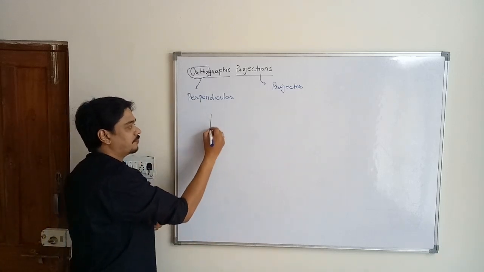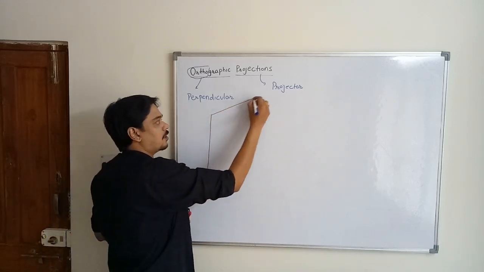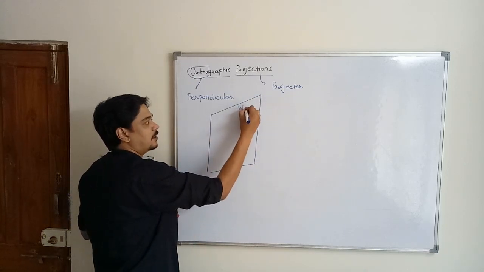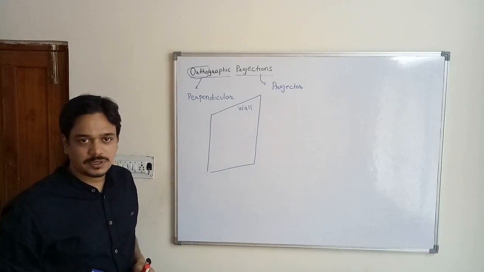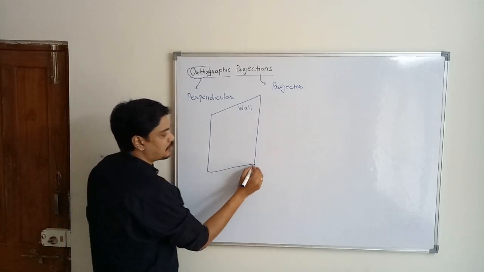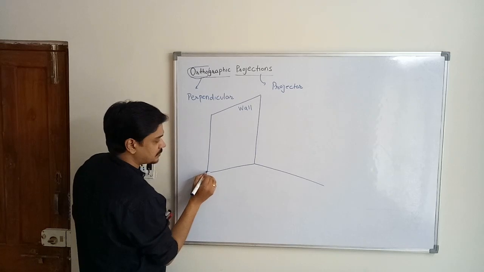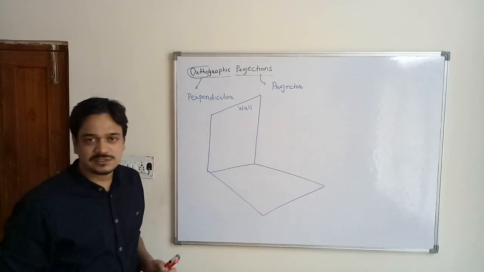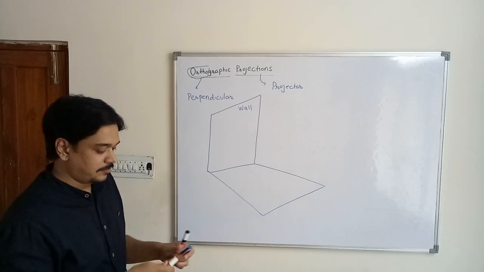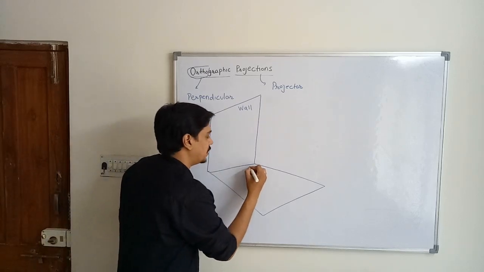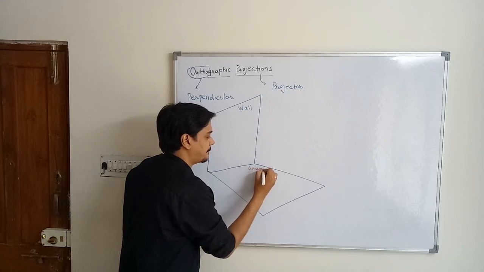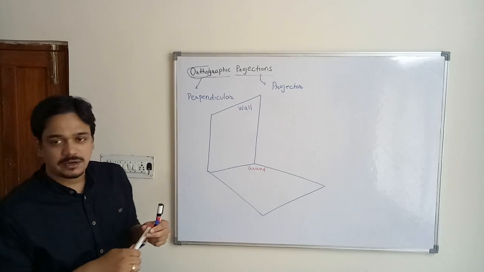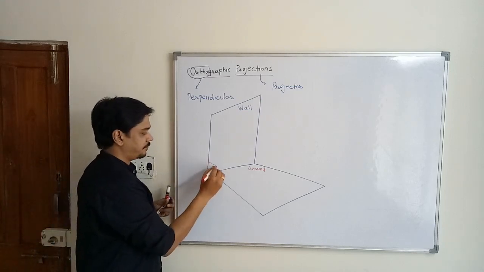For example, if you draw a vertical surface representing a wall, okay, and if you draw a horizontal surface perpendicular to this, so this represents the ground. So we will write it over here, that is ground. Okay. The angle between the wall and the ground is 90 degrees.